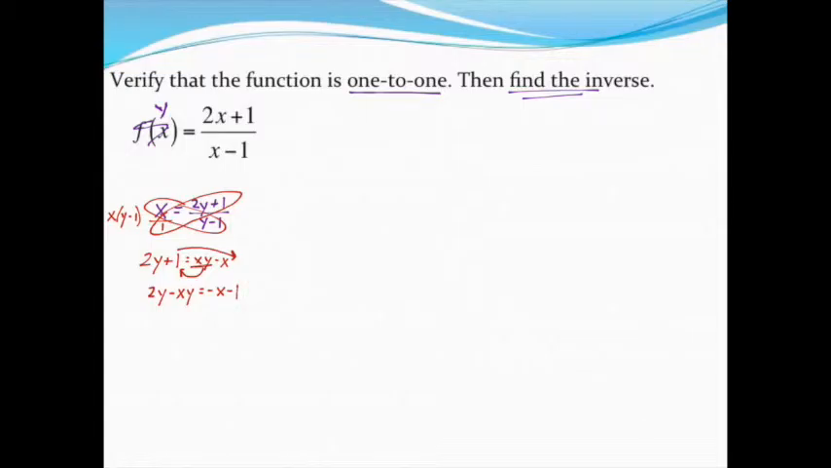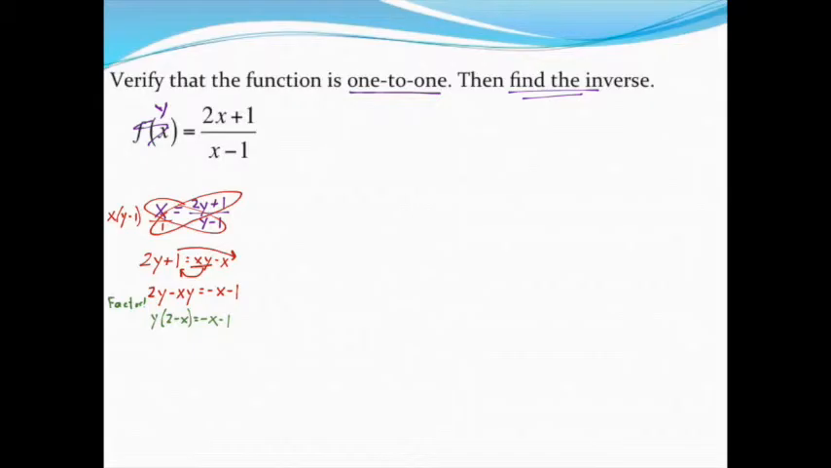Here's my favorite part of the problem, and probably your favorite part too. Your favorite F word: we want to factor this, okay? Since my y's are all gathered together on one side, let's just factor out the y. What's left behind when I divide out a y is just 2 minus x, and then equal to negative x minus 1.